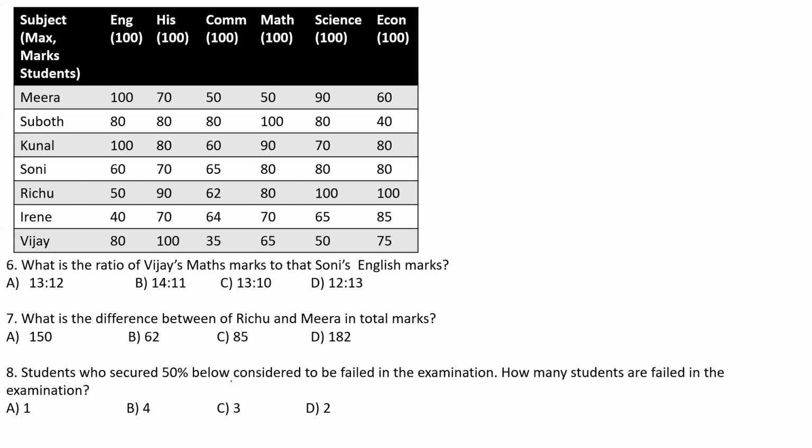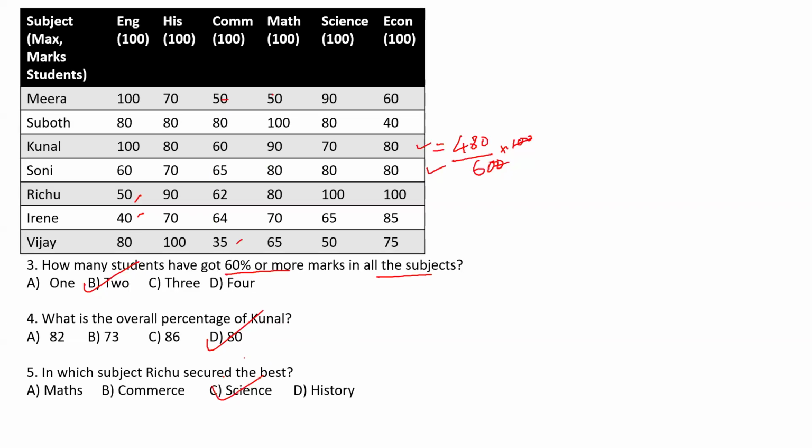Next one, the 6th one. How come history? Richu scored 90 in history, right? But they're asking for the best mark. He scored centum in 2 subjects. In the option there is no economics, only science is given.